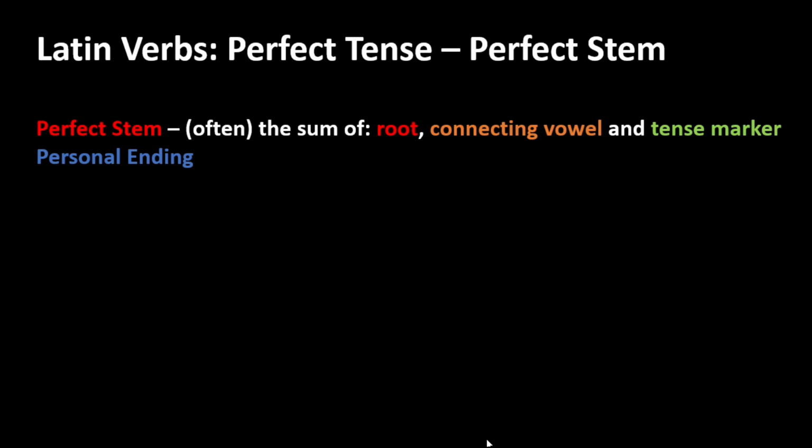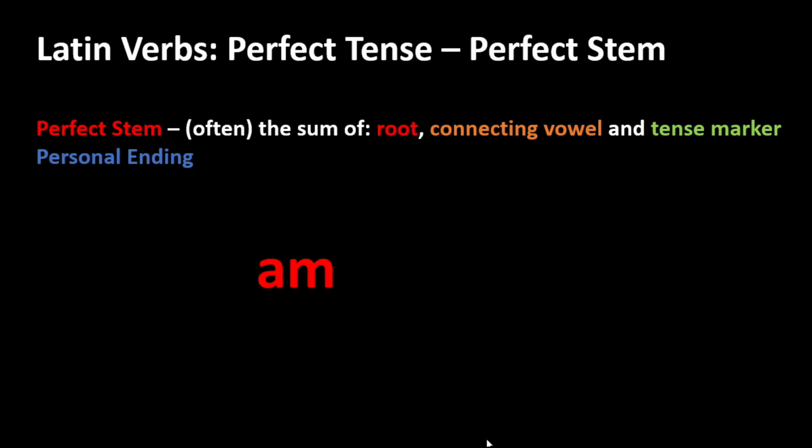We begin with the perfect stem. And as I say here, the perfect stem is often, not always, by no means always, but often the sum of the root, the connecting vowel, and the tense marker. Let us see how the perfect stem is formed in the largest group of Latin verbs. Let us go back to amavistis and let us begin with the root, am.